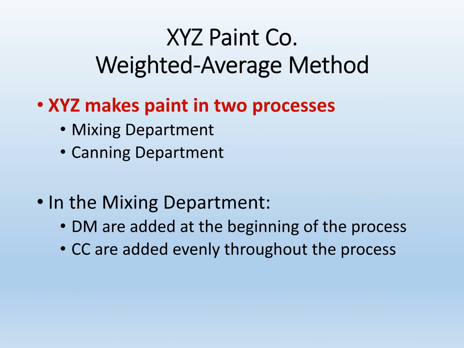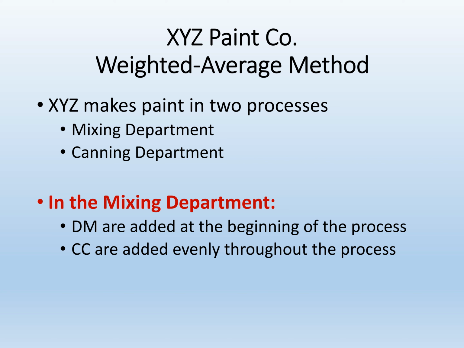Let's look at an example to see how a process costing firm would use the weighted average method to understand the dollar value of units that got finished and units that didn't get finished during a period. The XYZ company makes paint in two processes, a mixing department and a canning department.